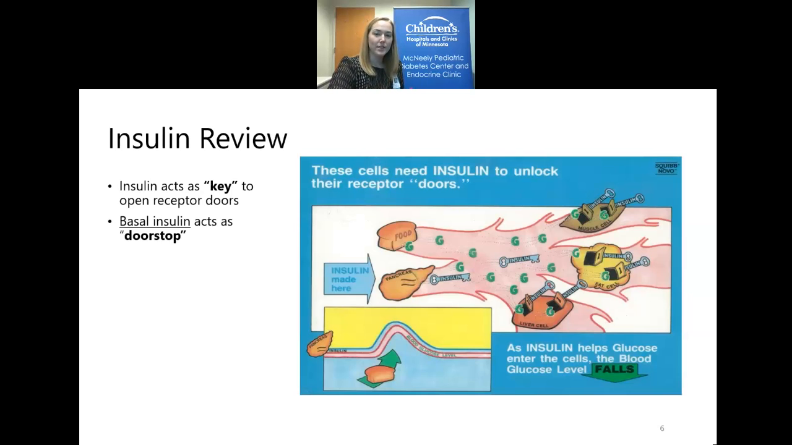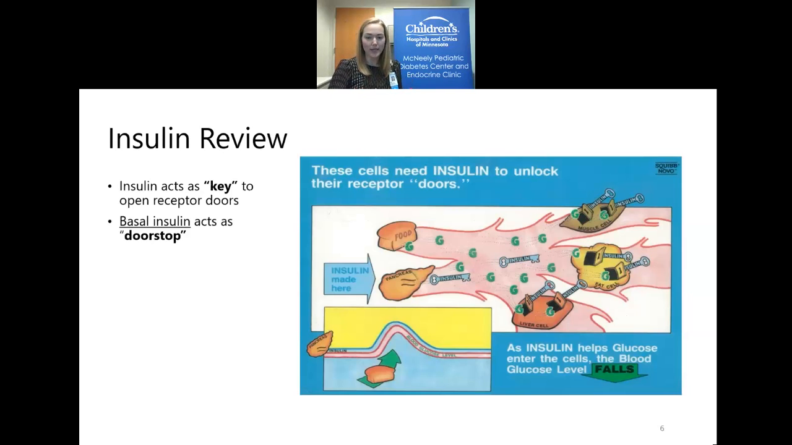So when we're talking about the different types of insulin, right now you're on two different types of insulin, your basal insulin and your bolus insulin. Our basal insulin, that's our background insulin, it's acting as a doorstop. So our basal insulin is keeping those receptor doors propped open just a little bit so that when the liver and our muscles release bits of glucose, that glucose can enter into the cells and be used for energy. So that is the purpose of our basal insulin.